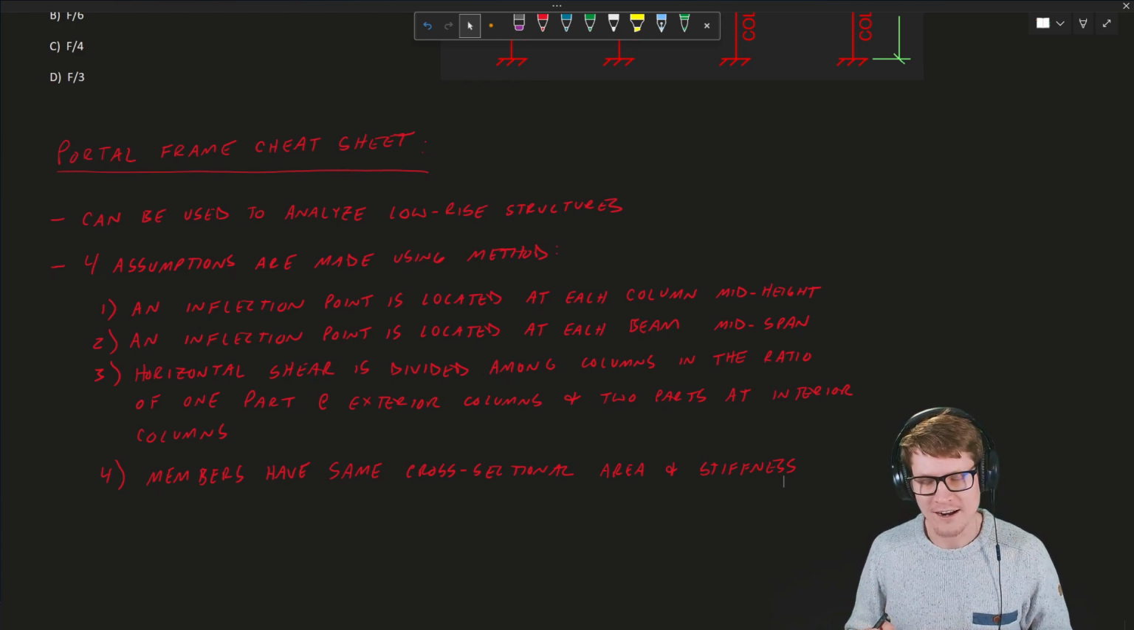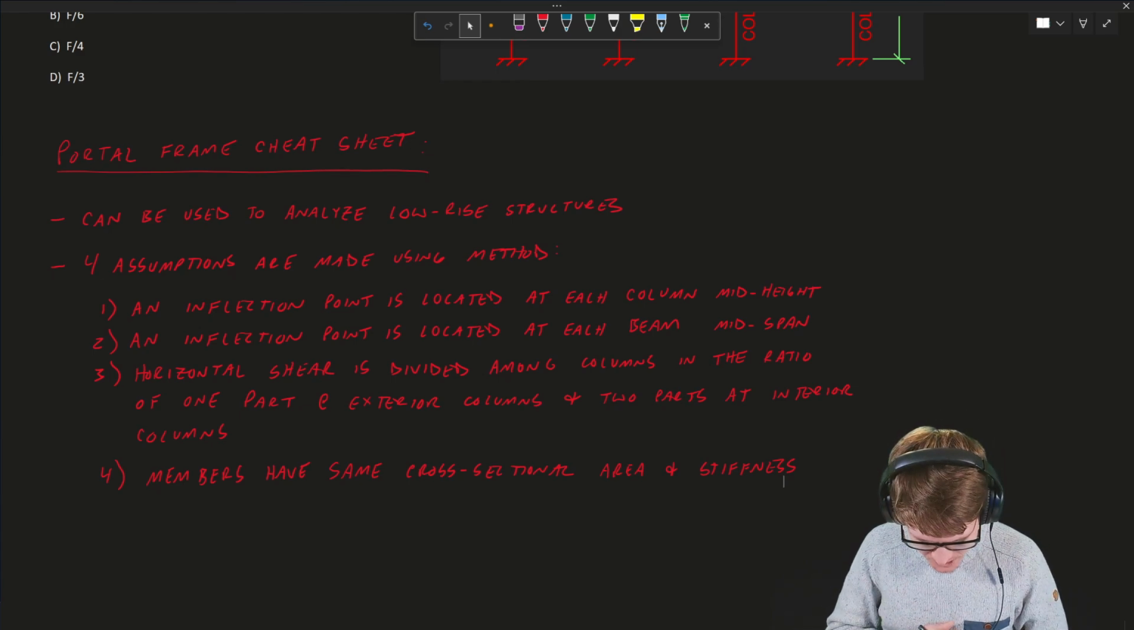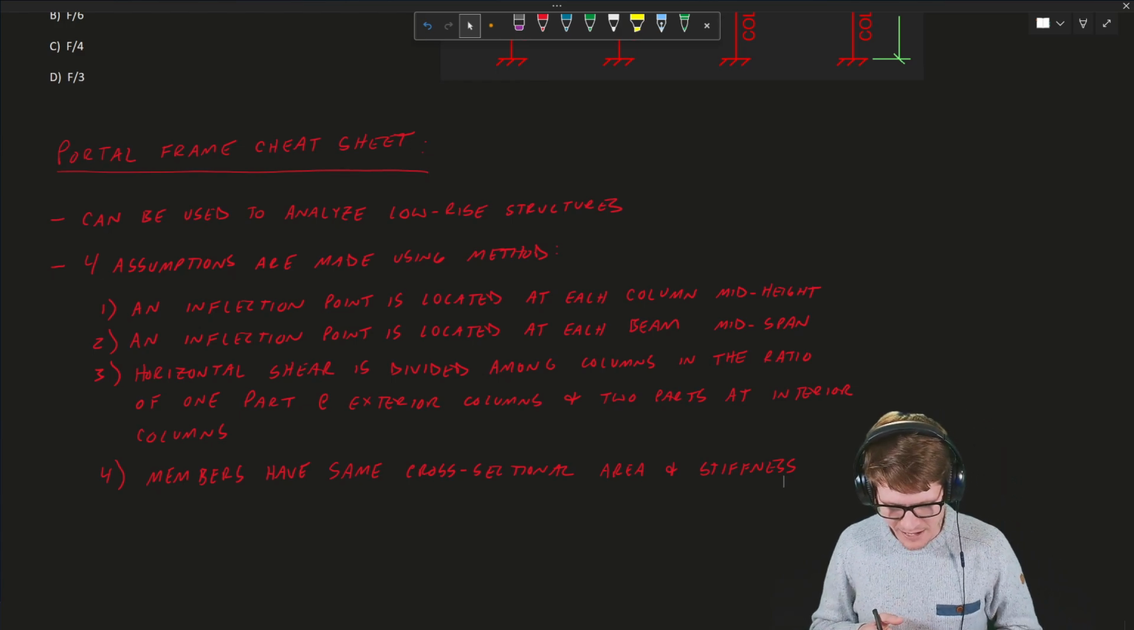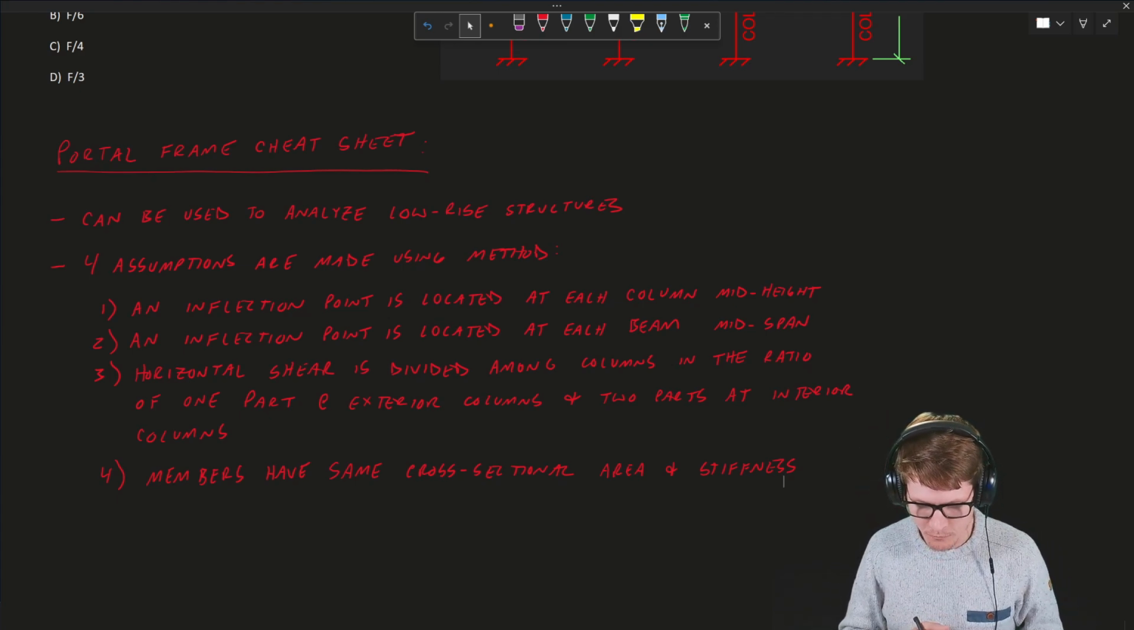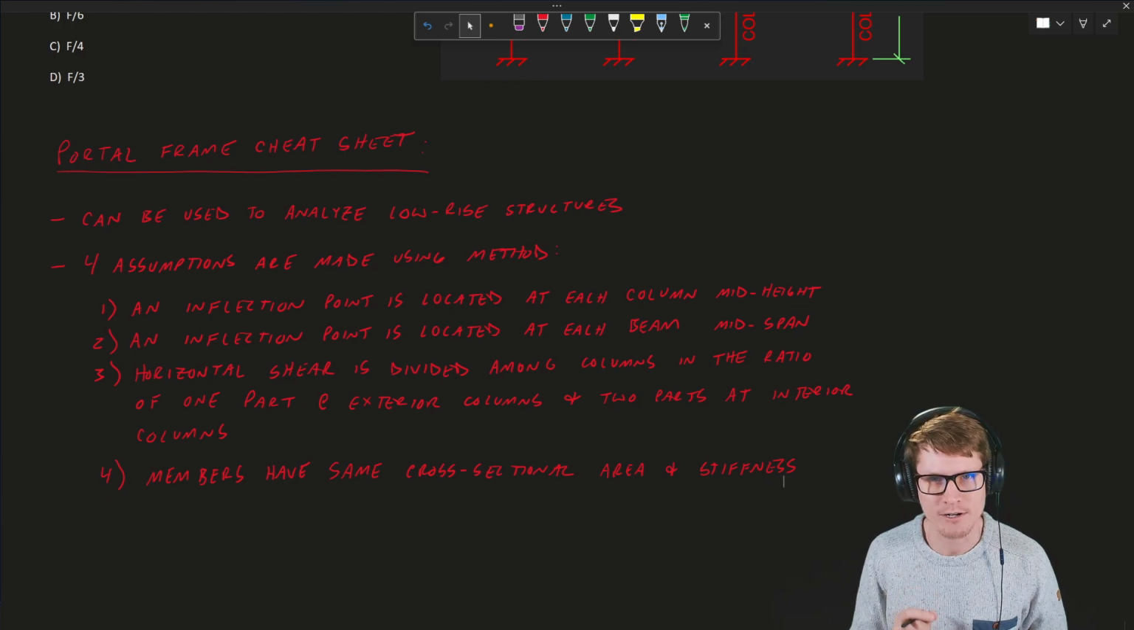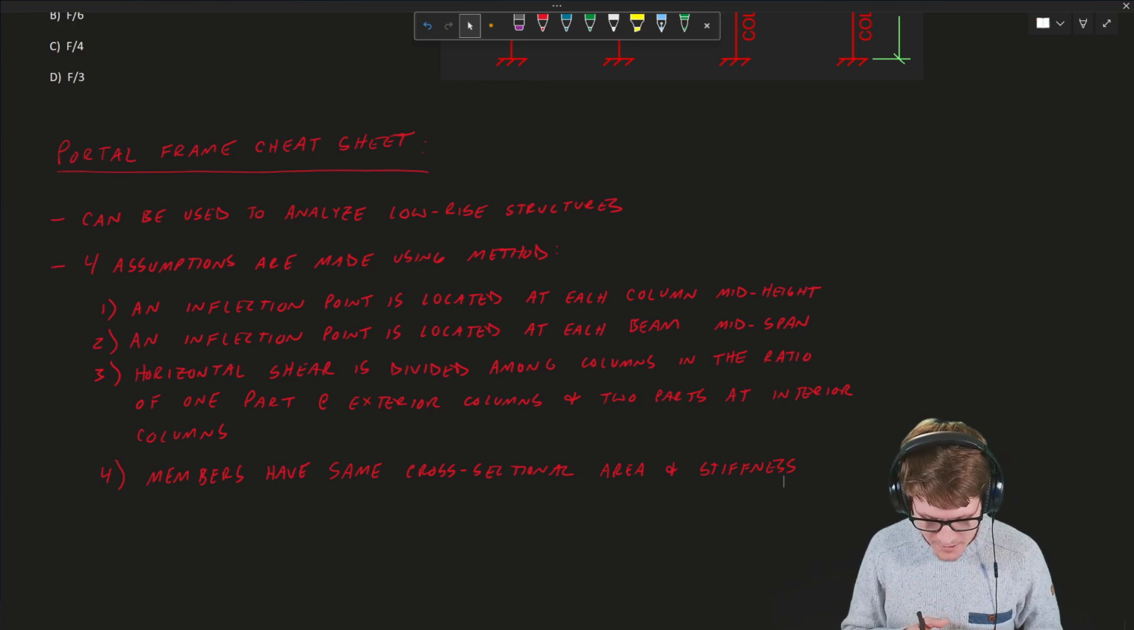3, this is a big one here. This is what we're going to be using today to solve the problem. Horizontal shear is divided among columns in the ratio of 1 part at exterior columns and 2 parts at interior columns. And then 4, members have the same cross-sectional area and stiffness.